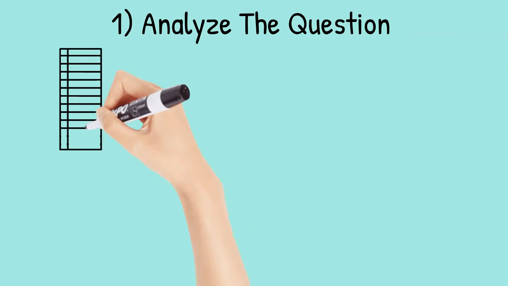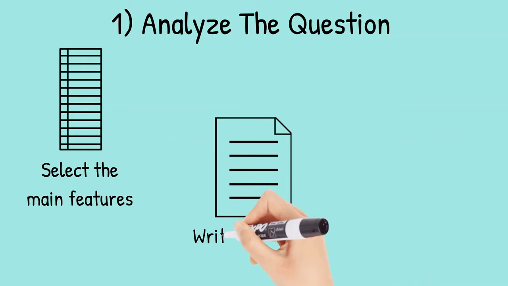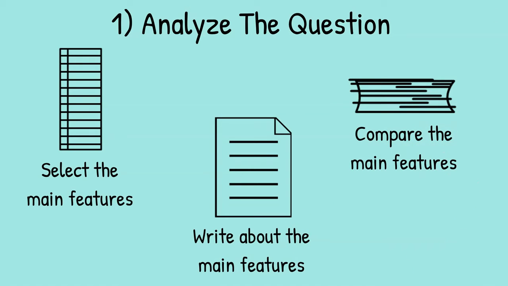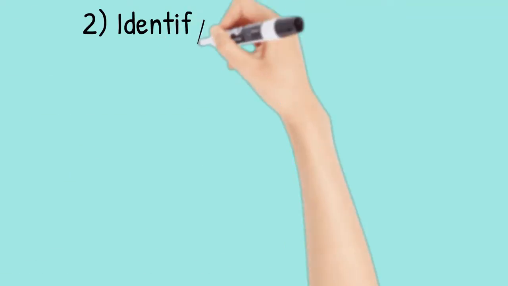You must do 3 things. Select the main features, write about the main features, and compare the main features. All 3 tasks refer to the main features of the graphic. You do not have to write about everything. Just pick out 2 or 3 key features and you'll have plenty to write about. The next step is to identify the main features.